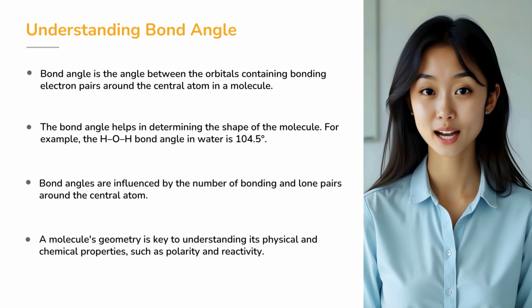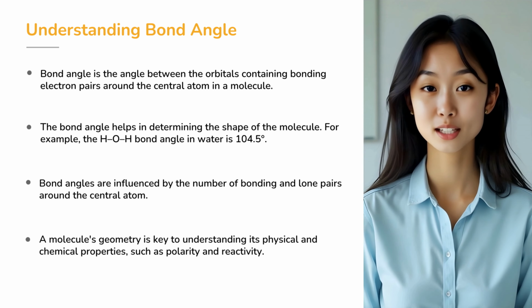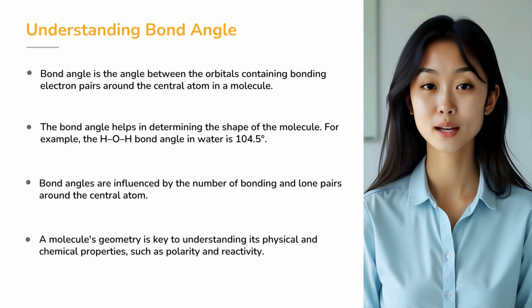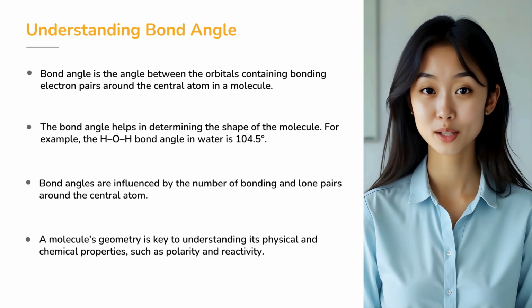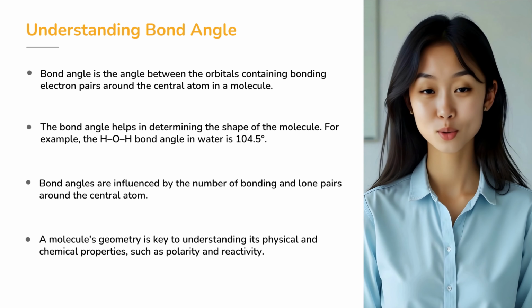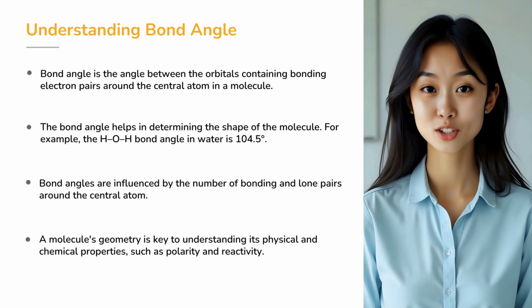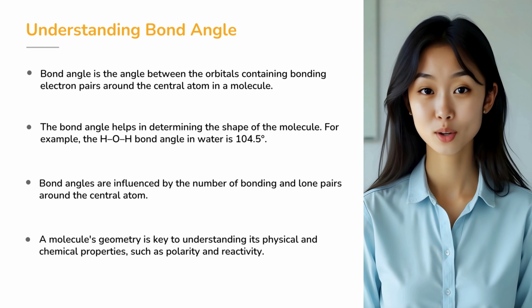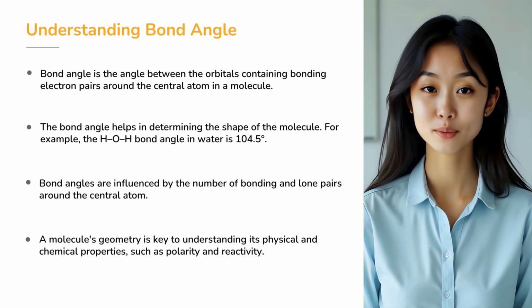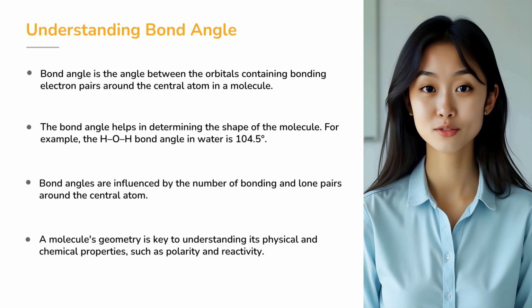Bond angle is the angle formed between the orbitals that contain bonding electron pairs around the central atom. Think of the bonds as spokes on a wheel and the bond angle as the angle between those spokes. For example, in a water molecule, the bond angle between the hydrogen atoms is 104.5 degrees. This bond angle is essential for determining the shape of a molecule.